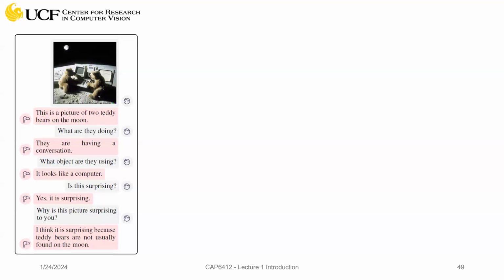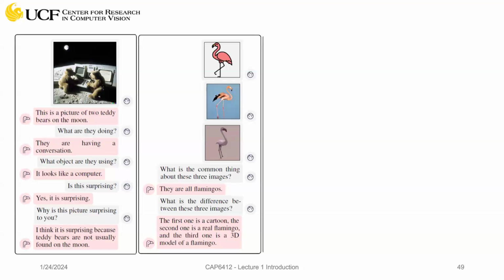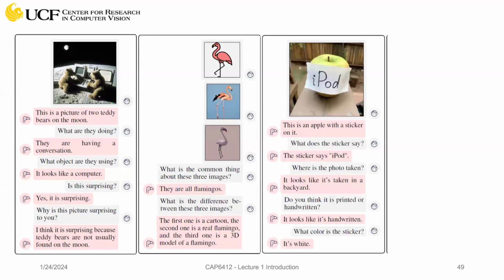Also, you can do conversation. This is a picture of teddy bears on the moon. This is what Flamingo is saying. Then the user is asking, what are they doing? They are having a conversation. Then what objects are they using? It looks like a computer. Is this surprising? Yes, it is surprising. Why is the picture surprising to you? I think it's surprising because teddy bears are not usually found on the moon. And like this, what is common? You give three images, and about these three images, they are all flamingos, and so on. So you can do all those interesting things.